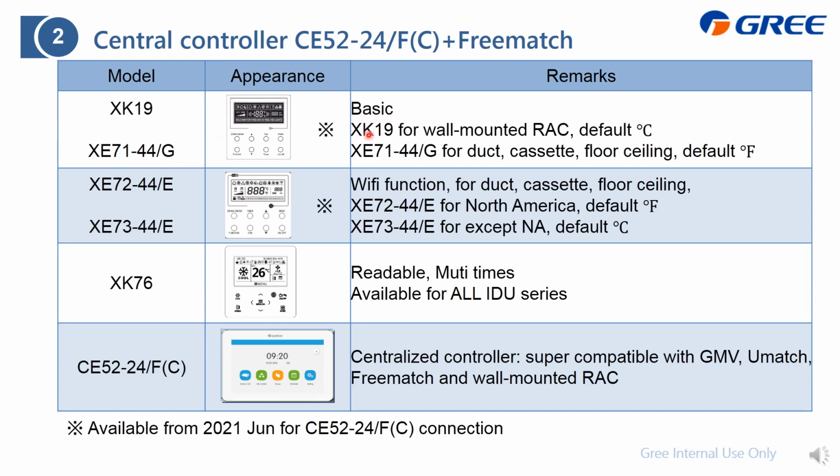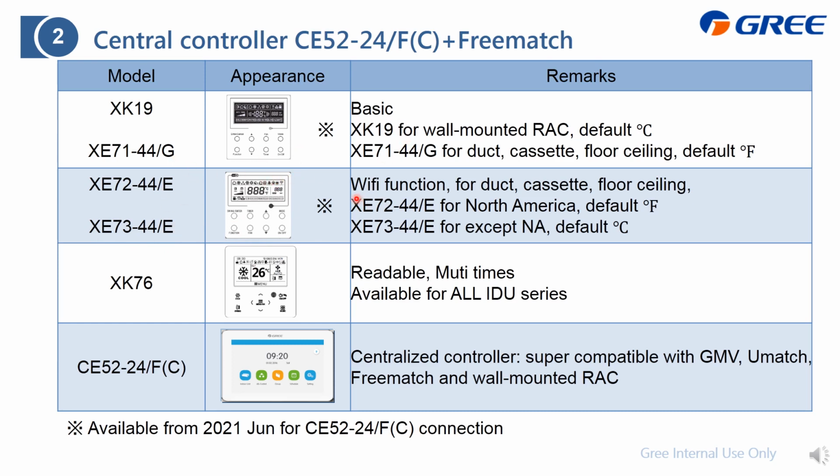The difference is here. SK19 is for wall mounted RAC, and the default unit is centigrade. XE71 is for ducted, cassette type, and floor ceiling type. As this is basically for the North American market, the default unit is Fahrenheit.